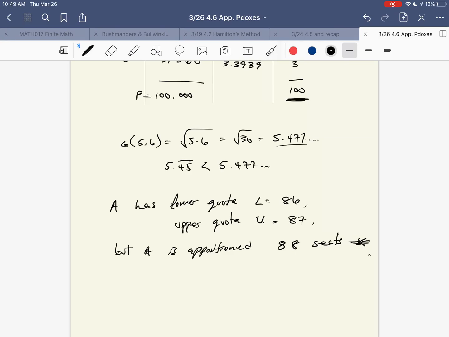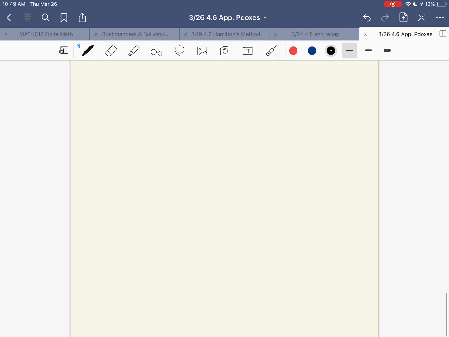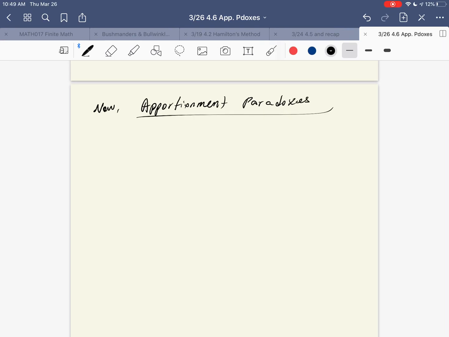Okay. So now that we've talked about the quota rule, we can move on to talking about paradoxes. Okay. So now, apportionment paradoxes. We have already discussed a little bit the Alabama paradox, but I'll talk about it again because I think it's interesting and very relevant. So one, the Alabama paradox. I won't spend too much time on it because I've already talked about it.